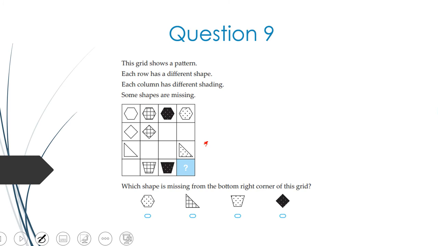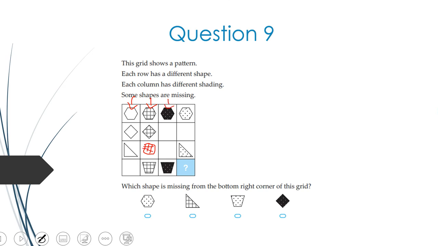This grid shows a pattern. Each row has a different shape. Each column has a different shading. Some shapes are missing. Which shape is missing from the bottom right corner of this grid? So let's see what patterns we can make. In this first column, everything seems to be blank. In this column, everything is checkered. It's got the little crisscross pattern.